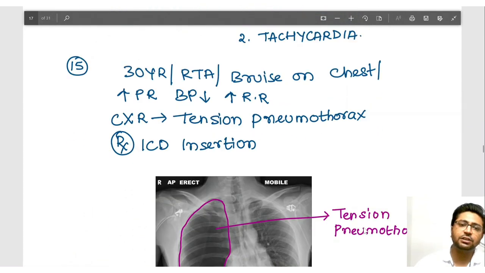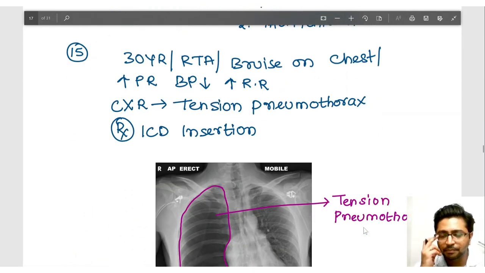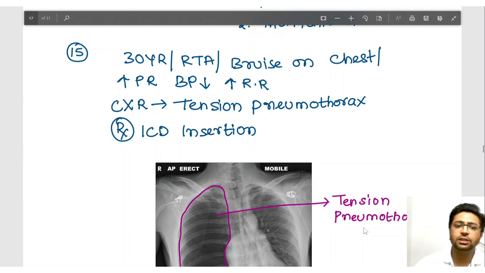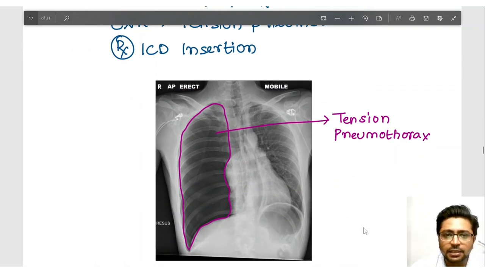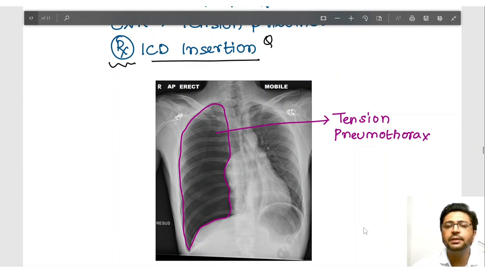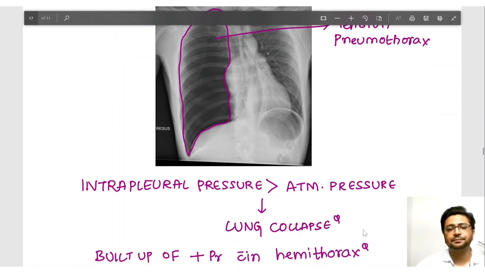The next question which was asked is, a 30-year-old patient met with a road traffic accident, and there is a bruise on the chest, and the patient has tachycardia, hypotension, and tachypnea. Chest x-ray shows tension pneumothorax. So what is the best management we can do? We can go for ICD insertion. This was the question asked, and the answer would be ICD insertion.